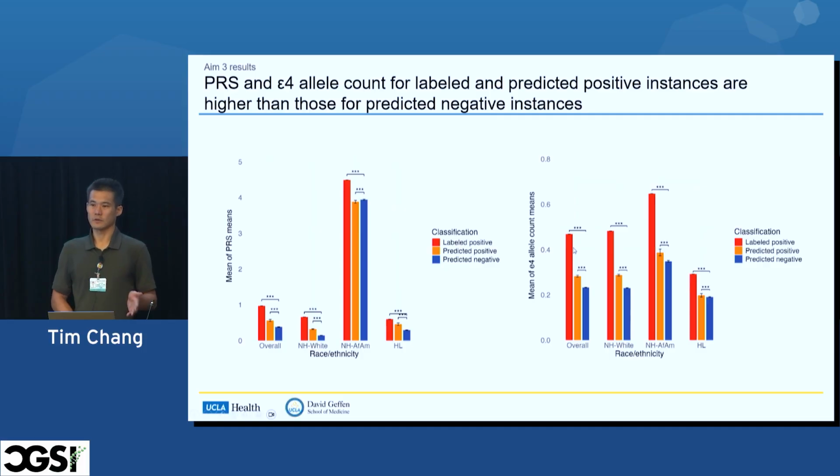It makes sense the people who are labeled positives are more likely to have this E4. We know this was a risk factor. And it's good to see the predicted positives, they're not as high as the labeled positives, but they are higher than the predicted negatives. So this holds true for different race and ethnicity categories. We also looked outside of the APOE4 region, and we look at this polygenic risk score as well. And a similar trend holds here.